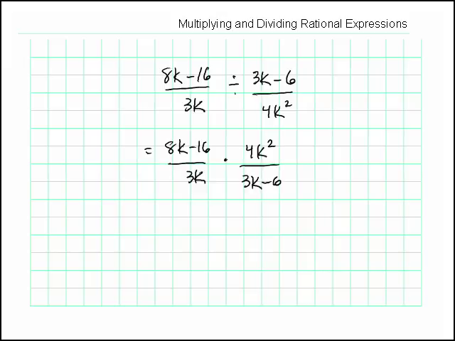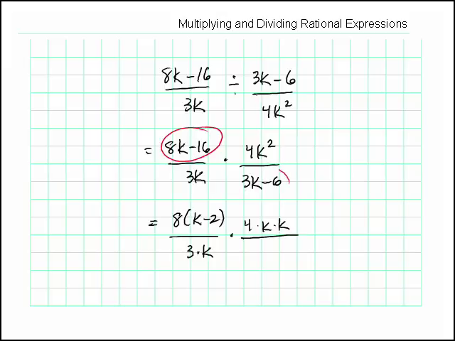Now we factor everything. Okay, we can factor an 8 out of the numerator there. That leaves me with k minus 2, over 3 times k. 4k squared, I'll write that as 4 times k times k. And down here, I can factor out a 3, which leaves me with k minus 2. We can cancel the k minus 2's, and we can get rid of a k with that k right there.